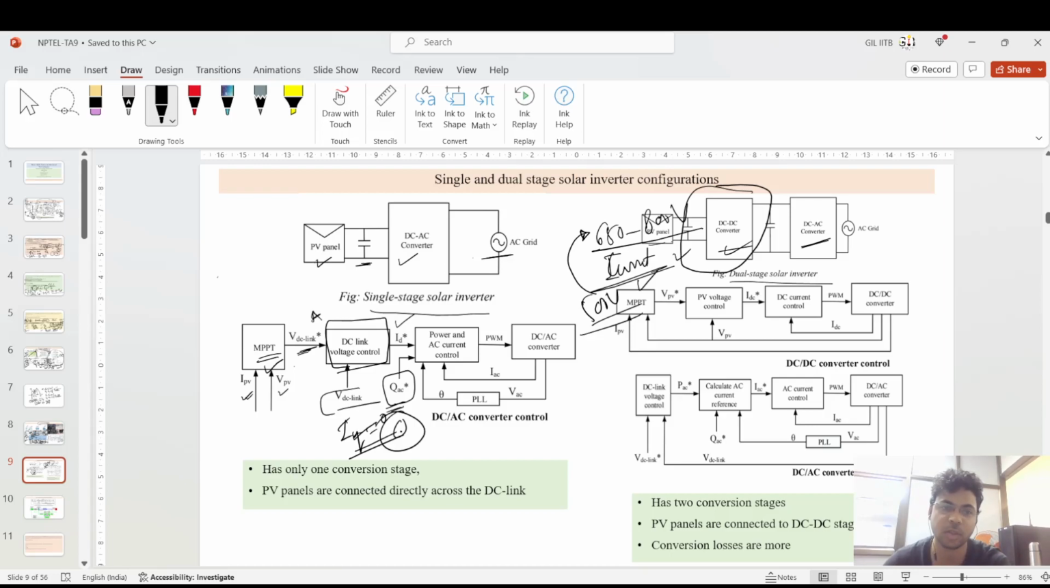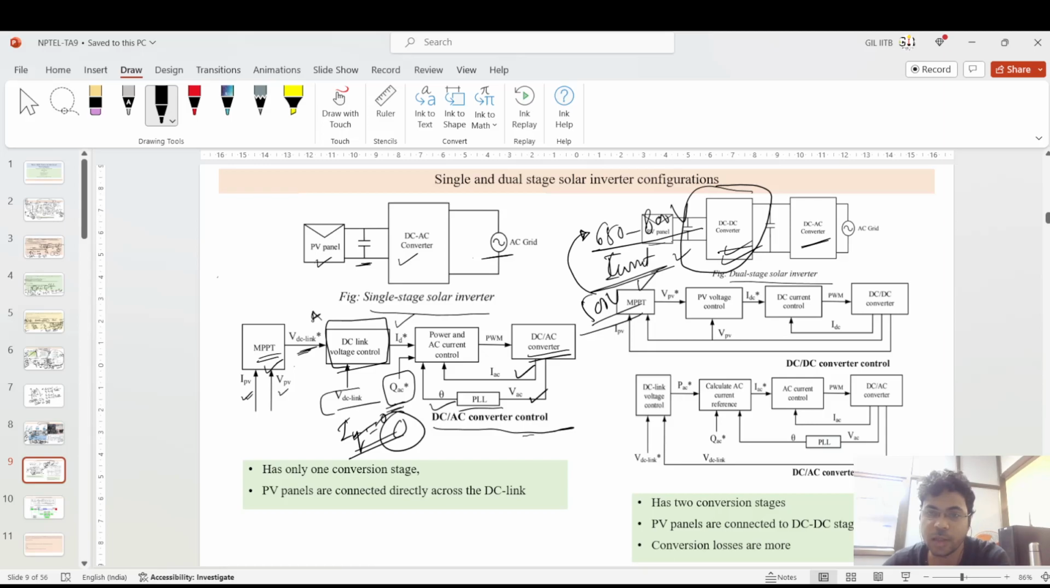Generally we take it as 0 because IQ we take as 0. We don't want any reactive power being supplied because we want to utilize only active power. And in the DC to AC conversion also, what is sensed is IAC and VAC, and using the PLL the synchronized angle is also developed. So this is the single stage architecture.